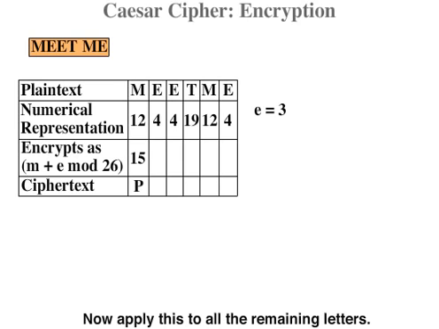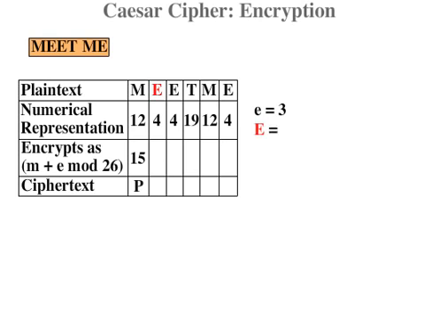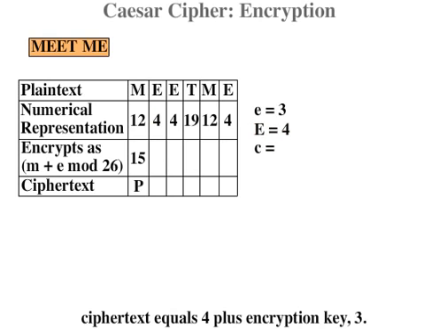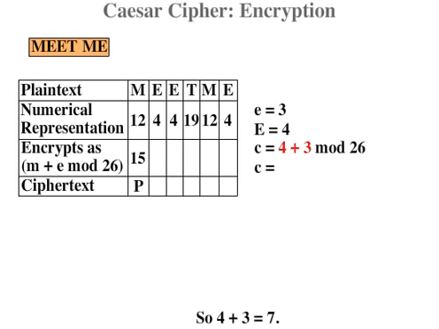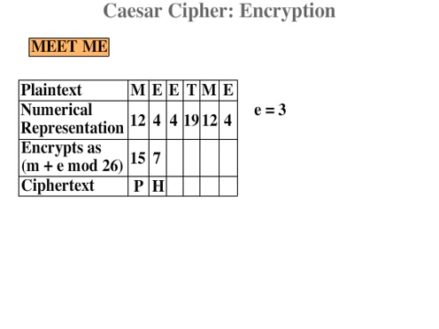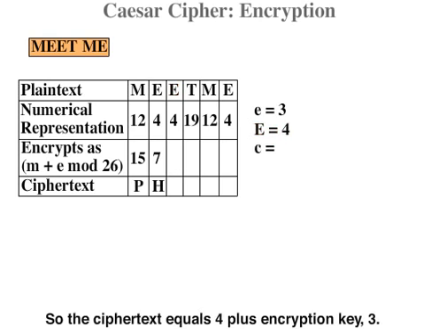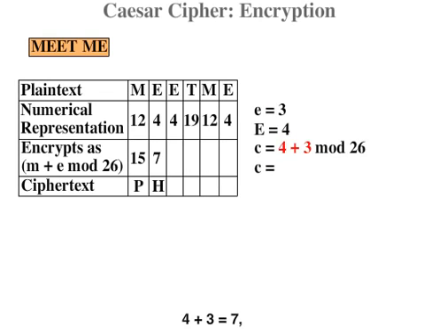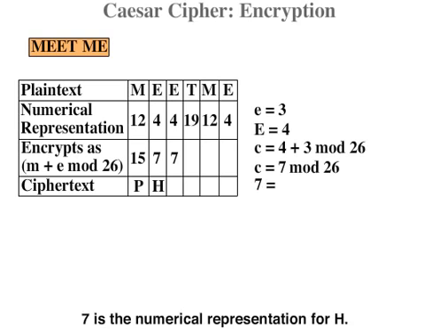Now apply this to all the remaining letters. E equals 4. Ciphertext equals 4 plus encryption key 3. So 4 plus 3 equals 7. 7 is the numerical representation for H. Again, E equals 4. So the ciphertext equals 4 plus encryption key 3. 4 plus 3 equals 7. 7 is the numerical representation for H.